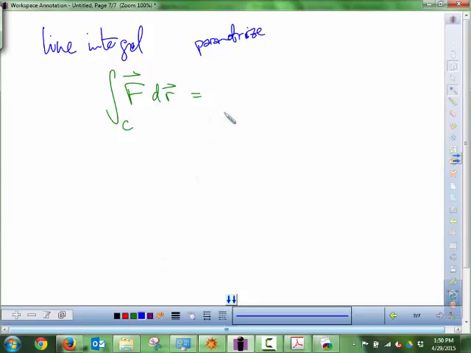Once you have the parameterization, your working definition for this line integral is you're going to take your F and put the parameterization into F. So putting r of t in there means x of t and y of t go into x and y. And then you're going to dot it with dr, which is r prime of t, the derivative. And then that's going to be dt from a to b.